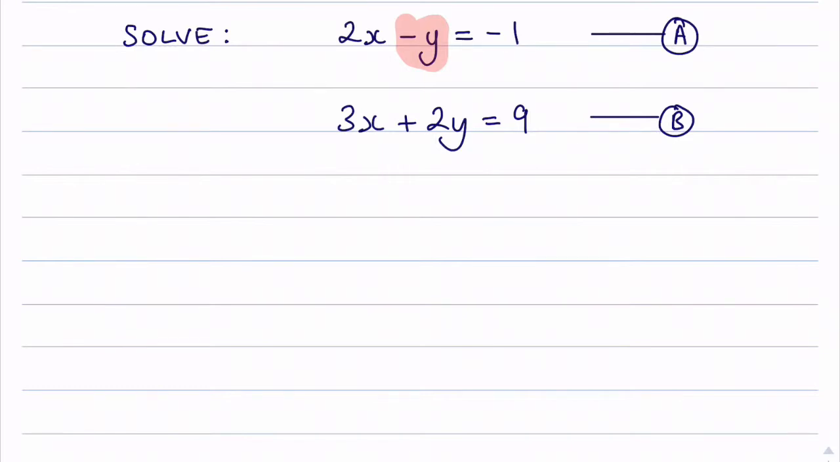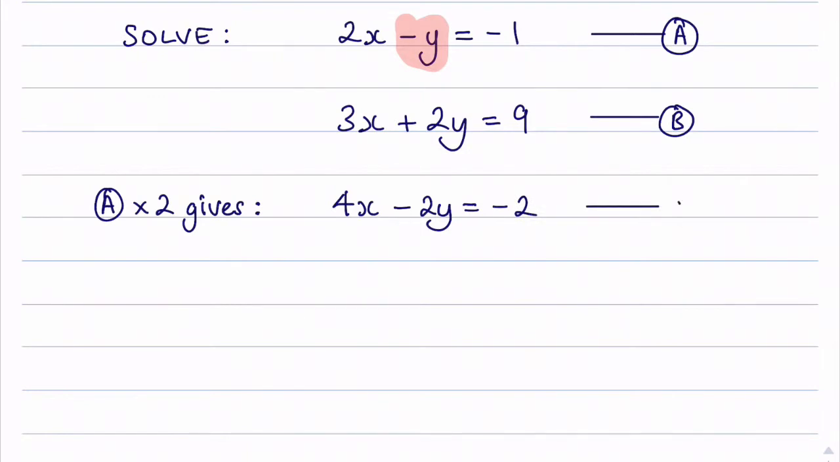First thing I'm going to do is to multiply equation A by 2. So 2 multiplied by the 2x will give me 4x, and 2 times the -y is going to be -2y. And then 2 times that -1 is -2. And let's call this equation C.